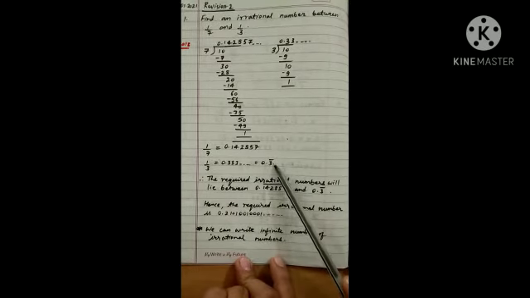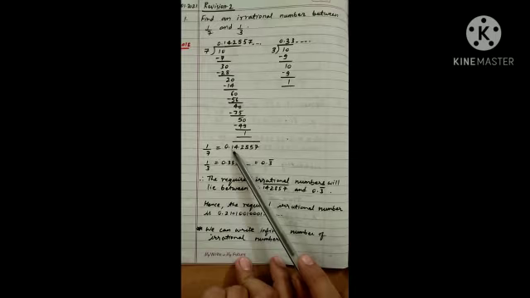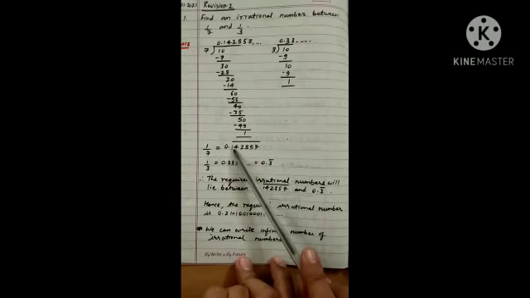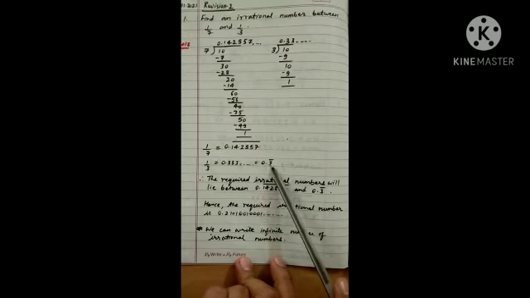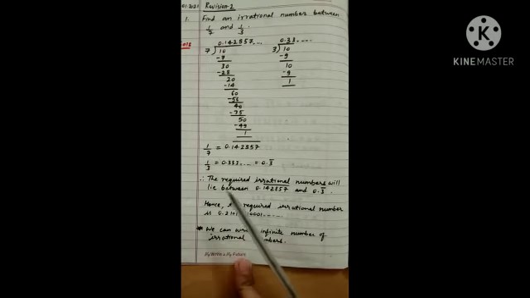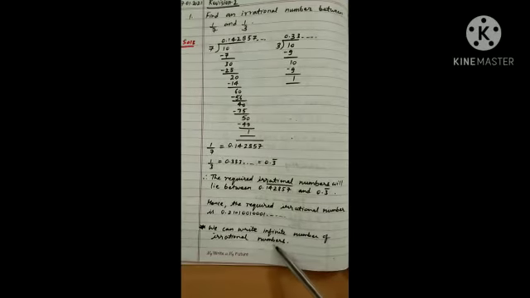3 will keep repeating. So we have to observe that the very first digit after the decimal is 1 here, and here the very first digit after the decimal is 3. So we have to write an irrational number between 0.1 and 0.3. So here is the required irrational number between 1 by 7 and 1 by 3, which is 0.210100100001, like this.